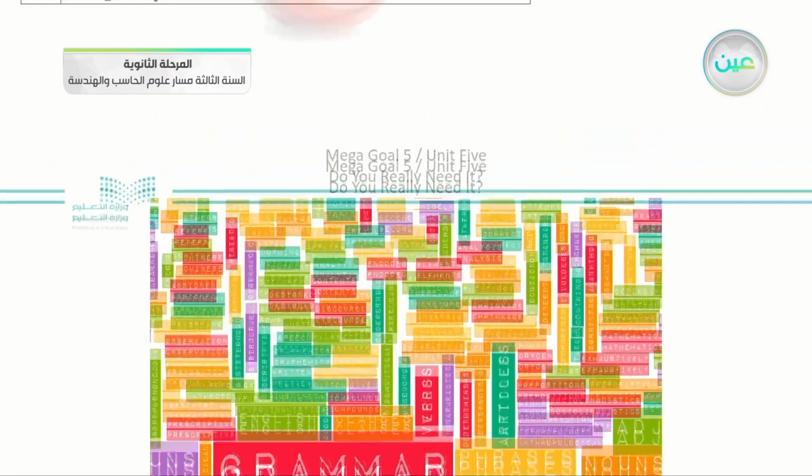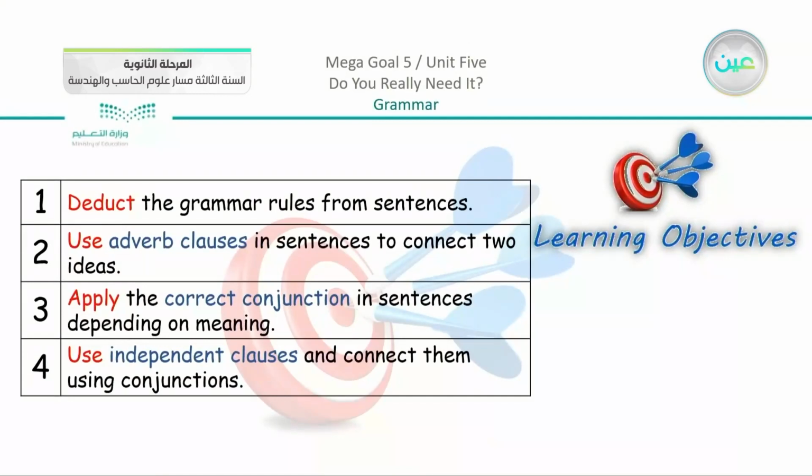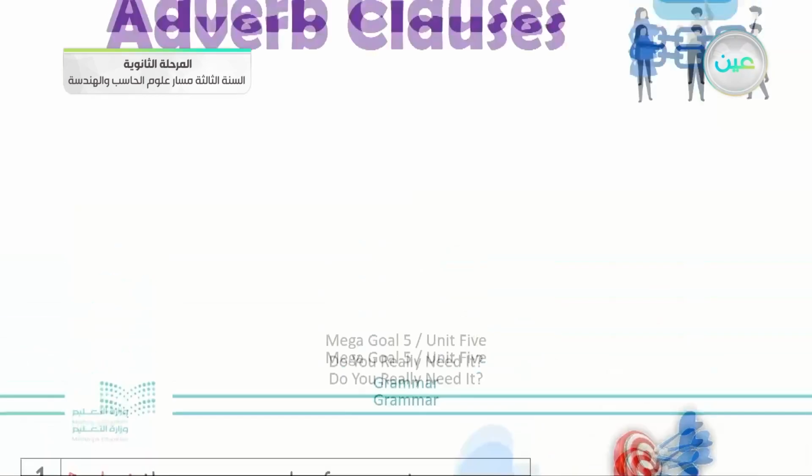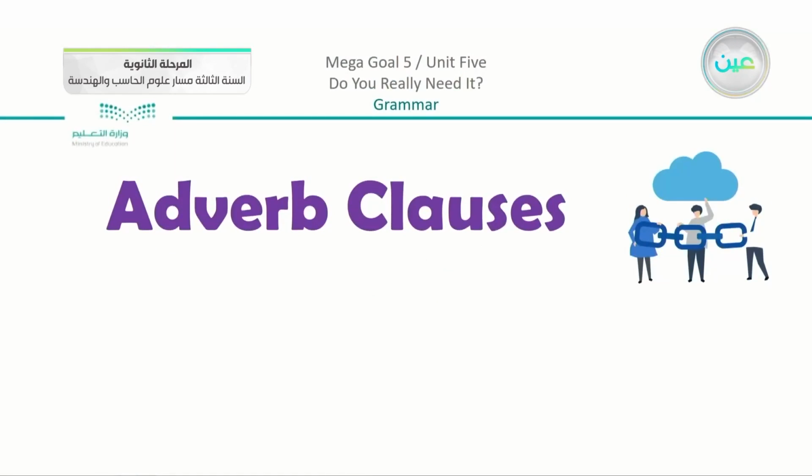We are going to move on and see our objectives for the lesson. We have number 1, to deduct the grammar rules from sentences. Number 2, to use adverb clauses in sentences to connect two ideas. Number 3, to apply the correct conjunction in sentences depending on meaning. Number 4, to use independent clauses and connect them using conjunctions. So moving on, we have here, as we said, adverb clauses.